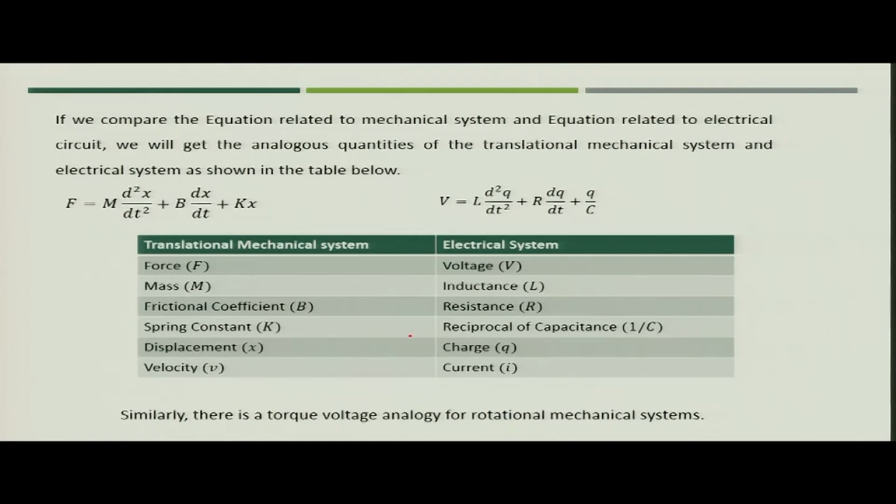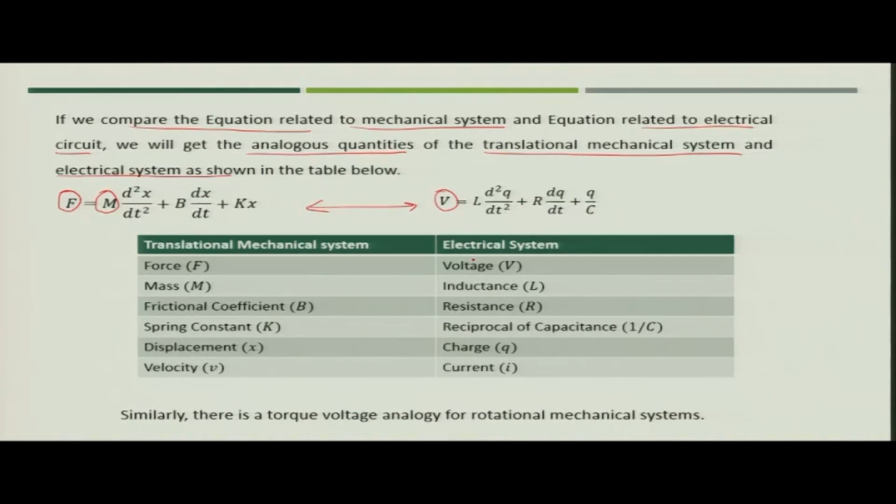Now, let us compare both of them. If you compare the equations related to mechanical and the electrical circuit, we will get the analogous quantities of the translational mechanical system and electrical system. So, if you compare both of the equations, you can easily find out that F, that is force in case of translational mechanical system, is analogous to voltage V in the electrical system.